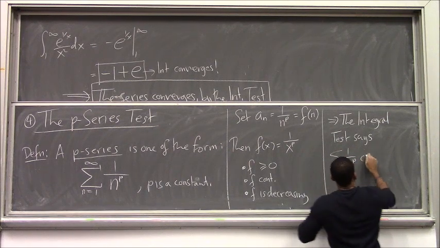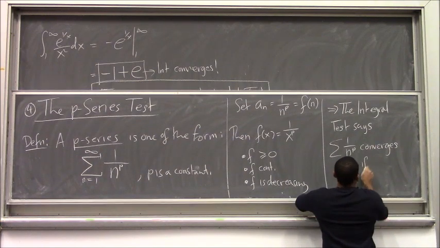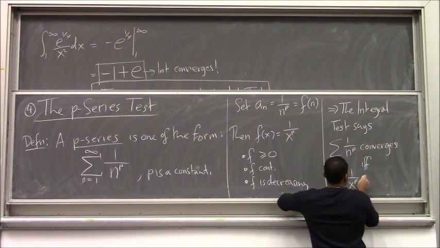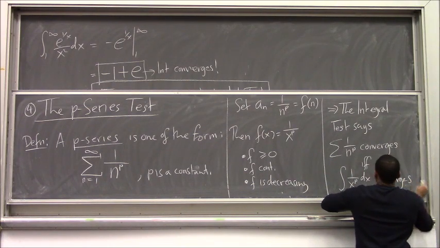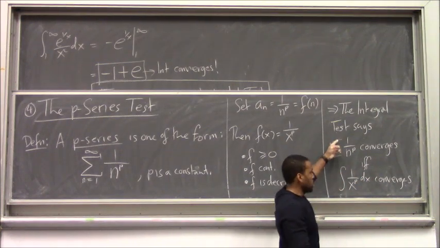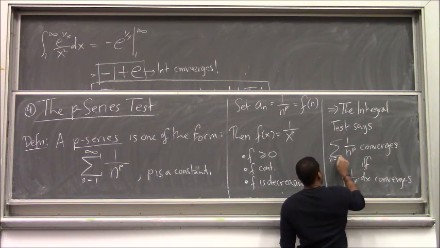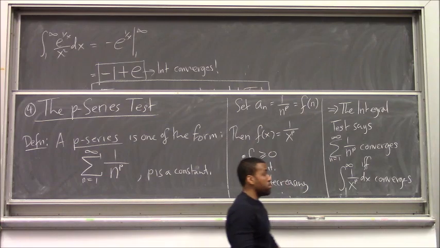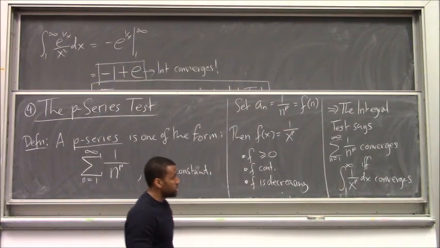This guy converges if and only if the integral of 1 over x to the p converges. The if and only if means it goes in both directions. If one converges, the other one converges. If one diverges, the other one diverges. So the summation from 1 to infinity and the integral from 1 to infinity are both going to behave in exactly the same way. I can get that directly from the integral test.